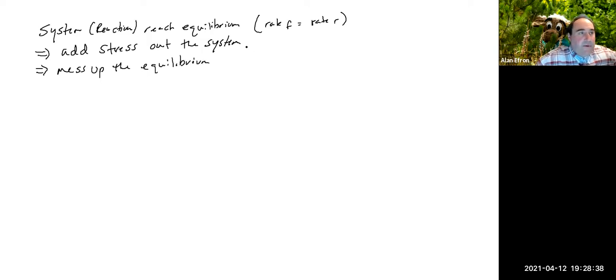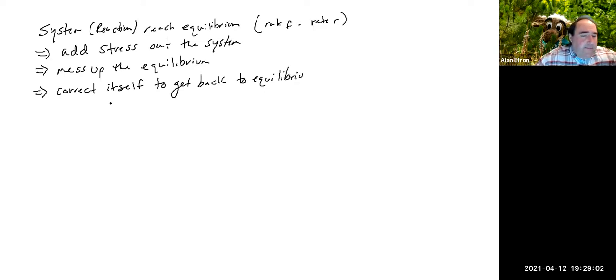And it's not going to want to remain that way. The reaction itself is wanting to correct itself, to get it back to equilibrium. So it's going to correct itself to get back to equilibrium.